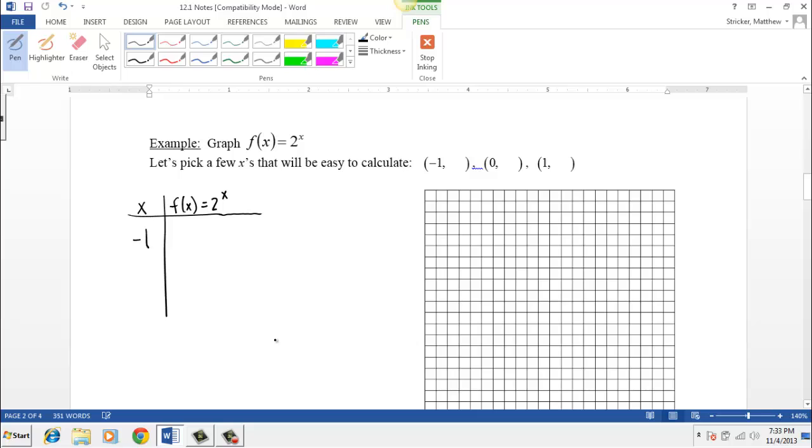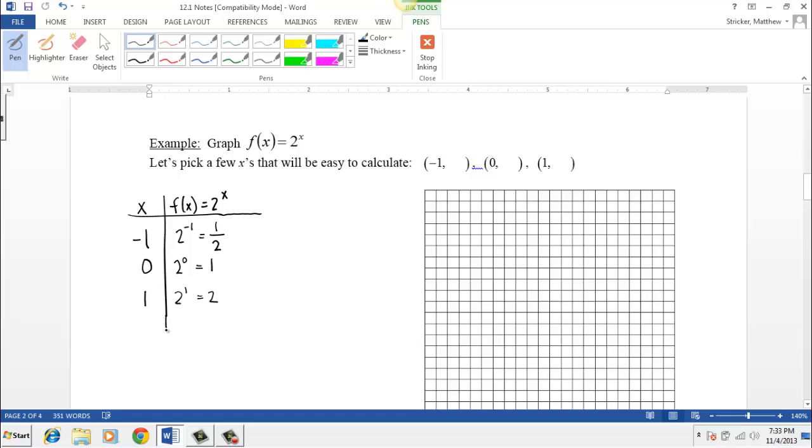So if we take three different inputs, -1, 0, and +1, then that first one will give me 2 to the -1. We know that negative exponents cause us to move down to the denominator, so this will be 1 over 2, or 1/2. Next one is 2 to the 0 power. Anything raised to the 0 power is 1. And then if the power is 1, that's 2 to the first power, which is 2.